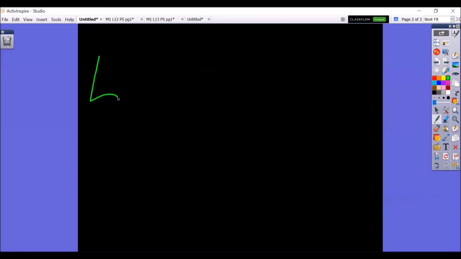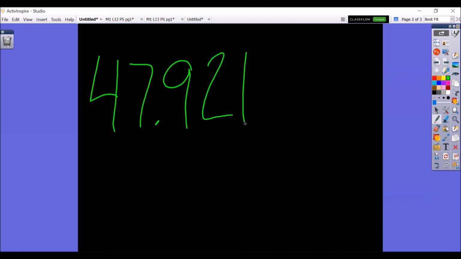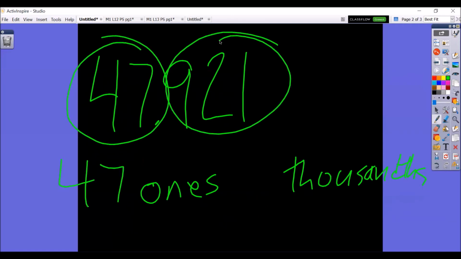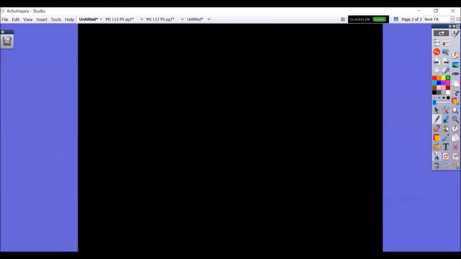Let's try that again without me highlighting to help you. So 47 and 921 thousandths. And again, I'll write the units down. I want you to think about how to fill it out. I want it decomposed into 2 places, into the ones and then into the thousandths. I think you got it. 47 ones, 921 thousandths.